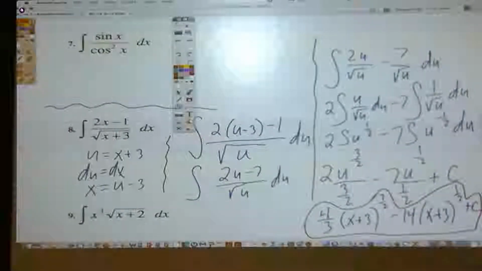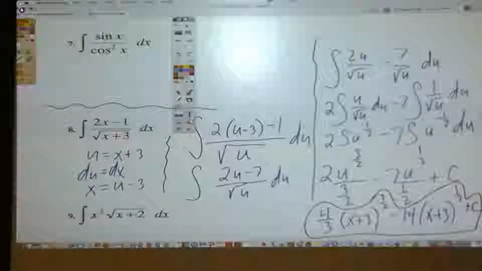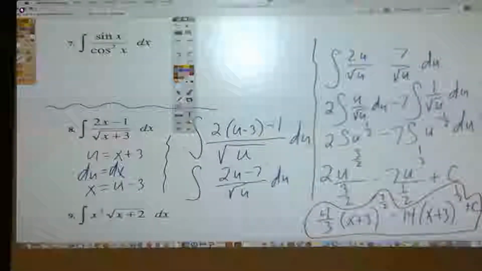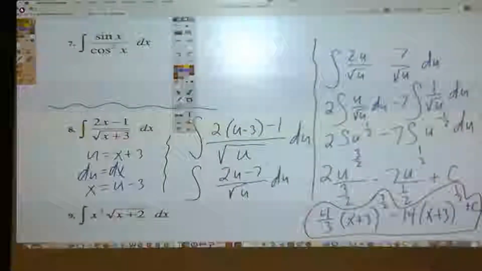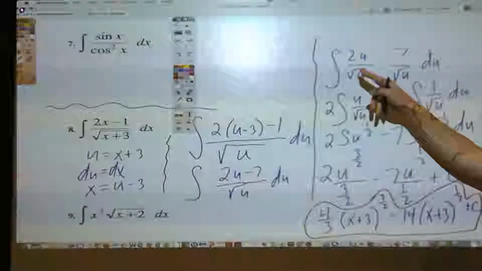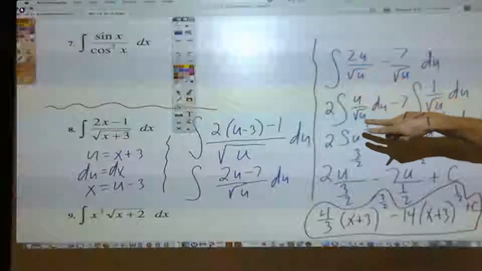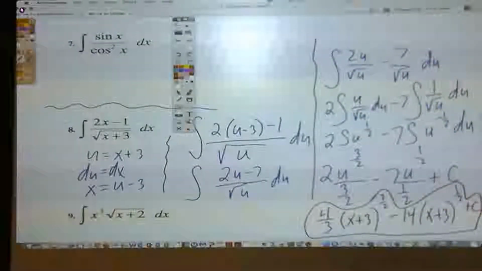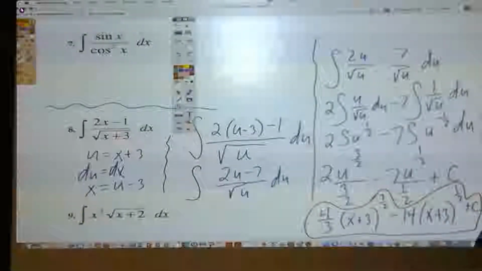Jen? So the 2 you took out earlier doesn't affect the 7 at all? Correct. I mean, it's separate terms. 2 affects this term. This first term is multiplied by 2. The second term is multiplied by 7. So that's a correct statement.